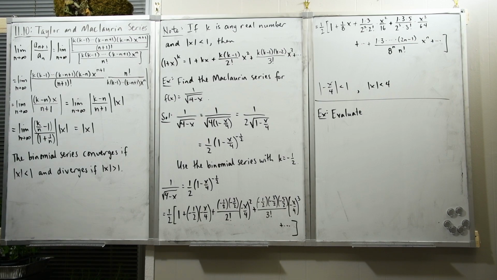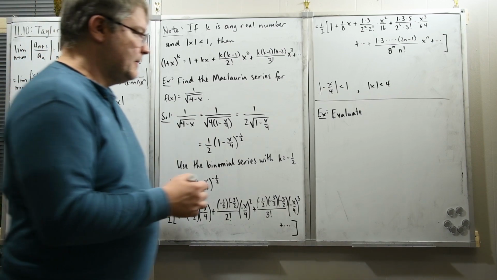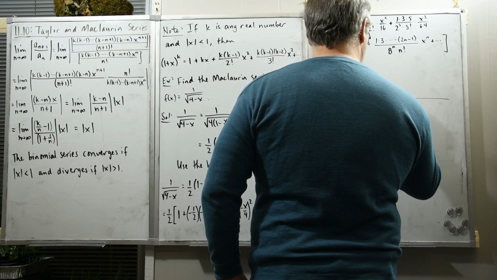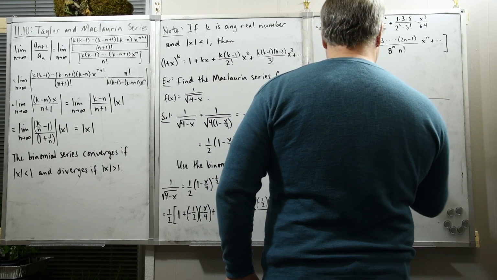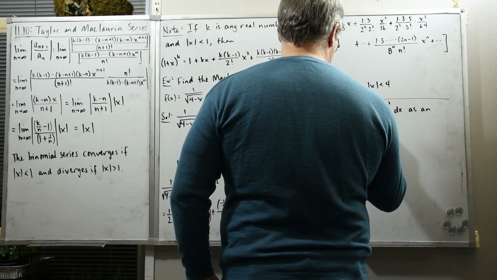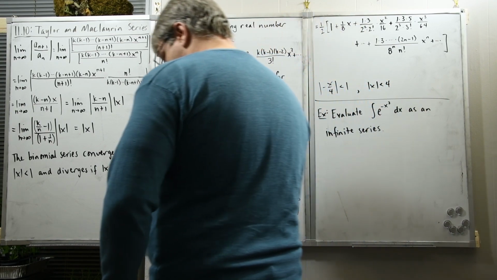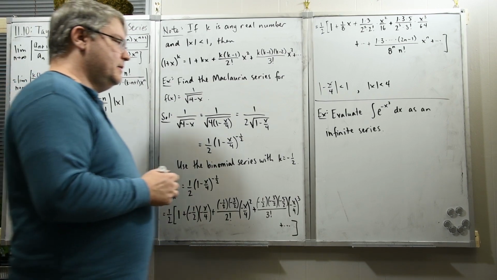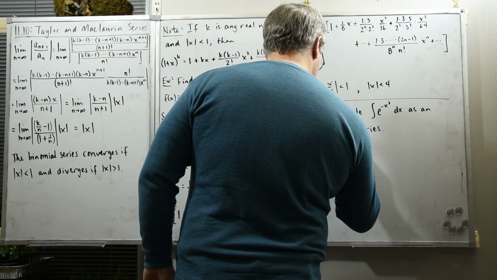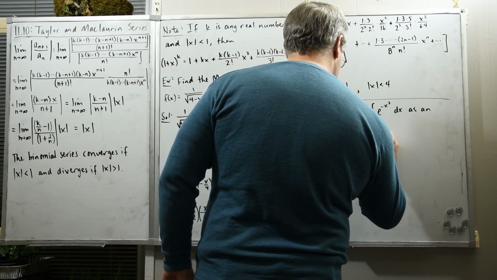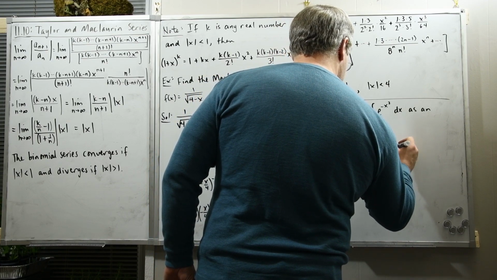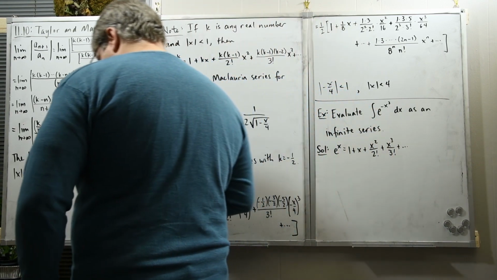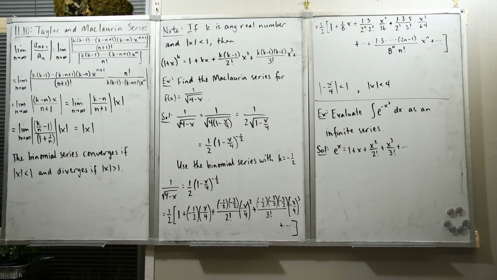So here we're going to evaluate the integral of e to the negative x squared dx as an infinite series. Well, if you think about one way to represent this, e to the x is 1 plus x plus x squared over 2 factorial, plus x cubed over 3 factorial, and so forth. This is a Maclaurin series representation for e to the x.